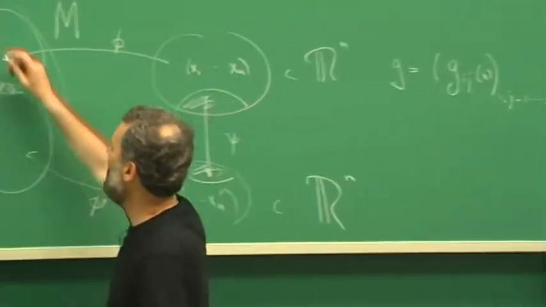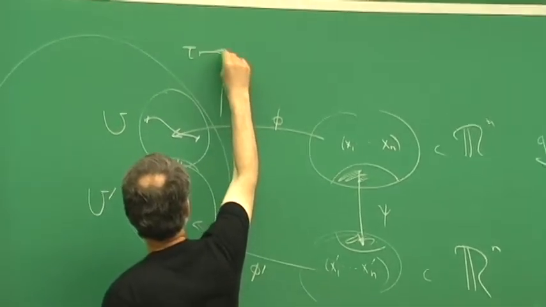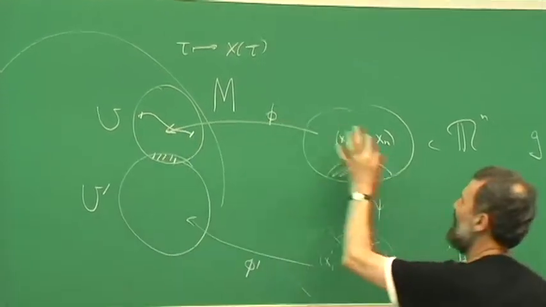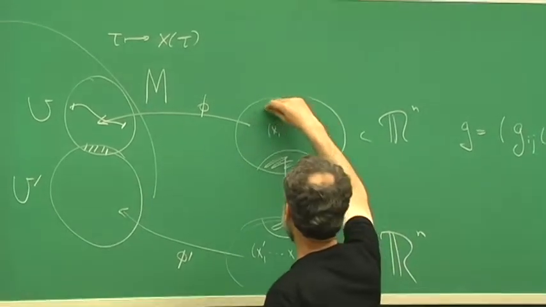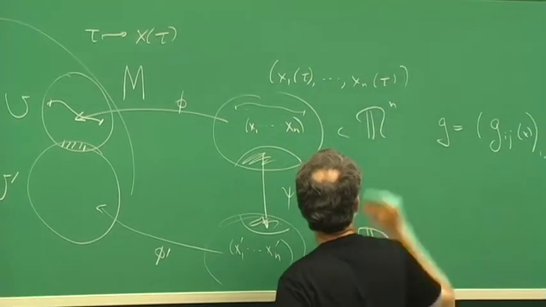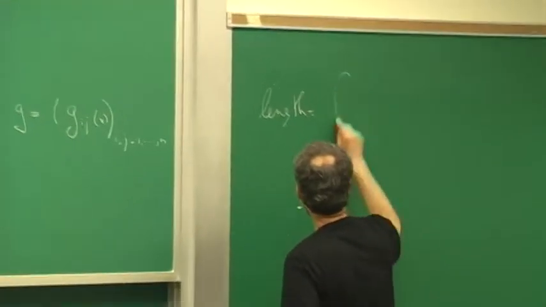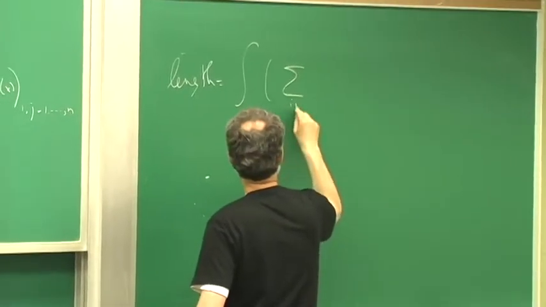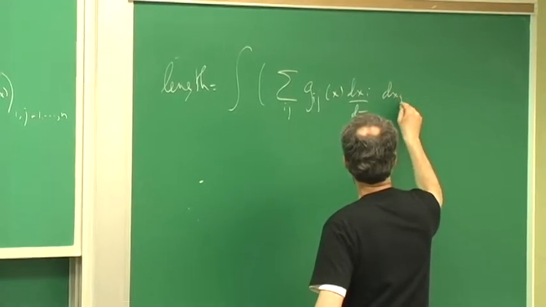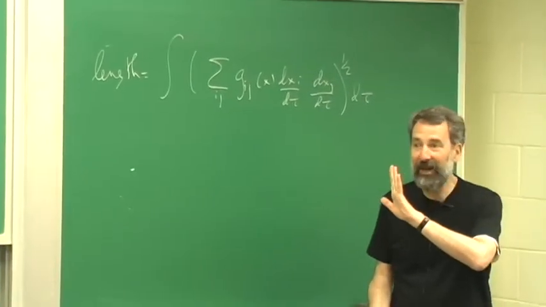And one uses that to measure the lengths of curves. So if I have a curve that lies entirely in here, it is a parametrized curve, so let's say it is tau goes to x of tau. If I think not of this curve, but of the image of this curve under phi inverse, then that curve corresponds to this curve. And so then there are coordinates x1 of tau, think of tau as being time, xn of tau. And according to Pythagoras, the length of this curve should equal the integral of the square root of something like the sum of the squares, namely this, dxi over d tau, dxj over d tau, to the 1 half, d tau.